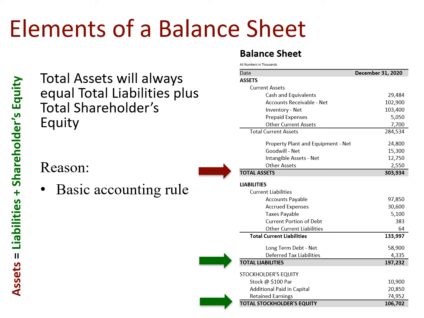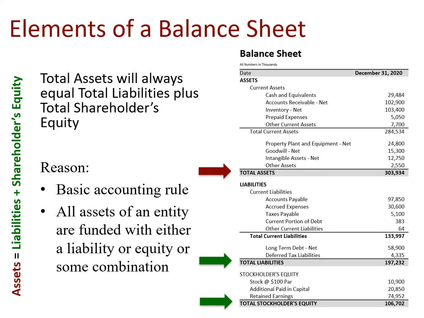Secondly, from an operator standpoint, what we need to recognize is that all assets of an entity are funded with either a liability or equity or some combination. Here's what I mean by that. It's never okay for a manager to say that, for example, they might have a truck or forklift that they never use, and then to say, well, it's okay because it's paid off. What they are saying is that there are no liabilities against that asset. But that means it's 100% shareholder money that's tied up in that piece of equipment that is not being utilized.